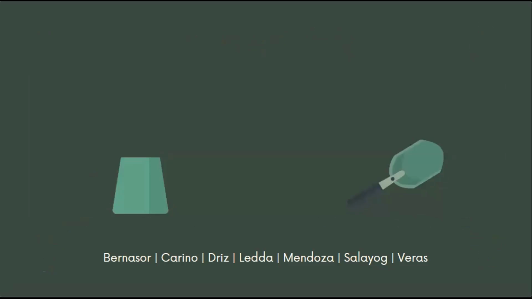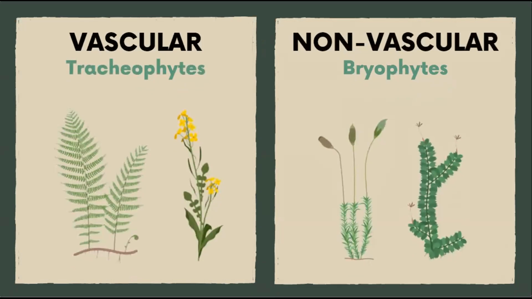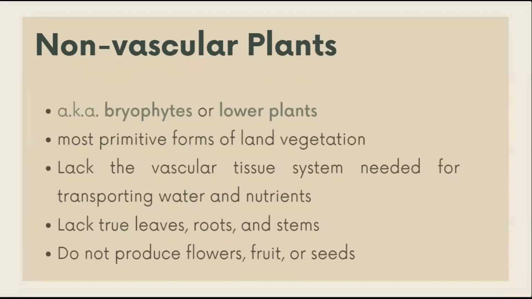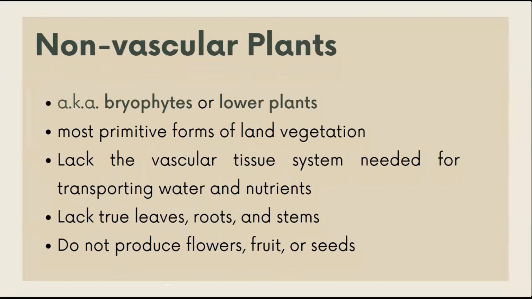First off, there are 3 types of plant groups: vascular plants, non-vascular plants, and spermatophytes. But the first to evolve were the non-vascular plants, otherwise known as bryophytes. Hence why they're also called the lower plants. These bryophytes do not have vascular tissues that transport water and nutrients to the rest of the plant. This is also why they lack true leaves, roots, and stems.